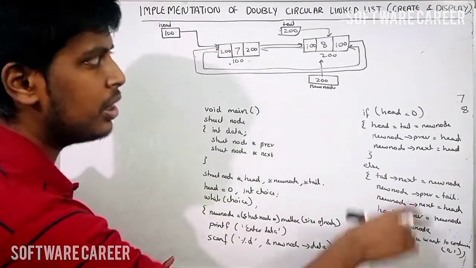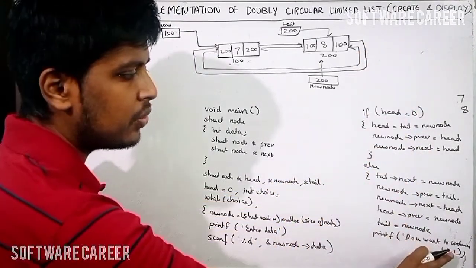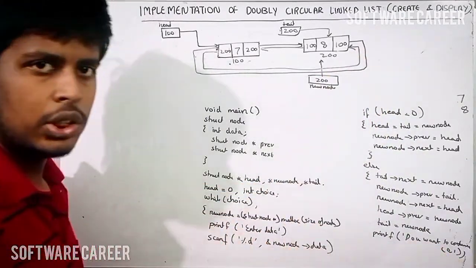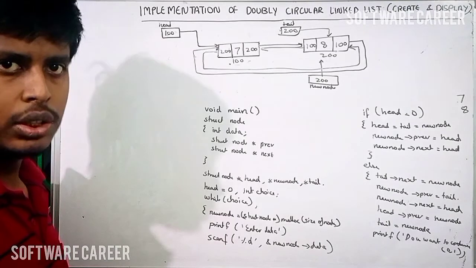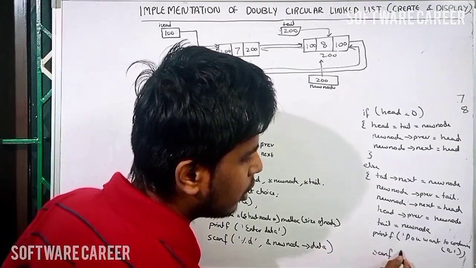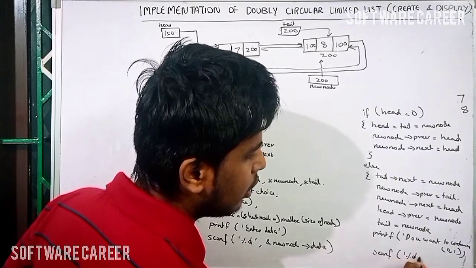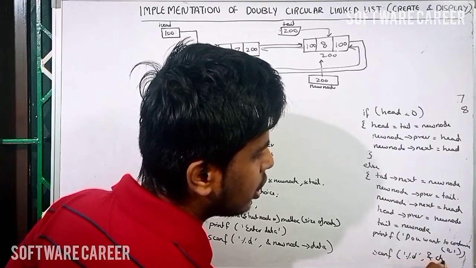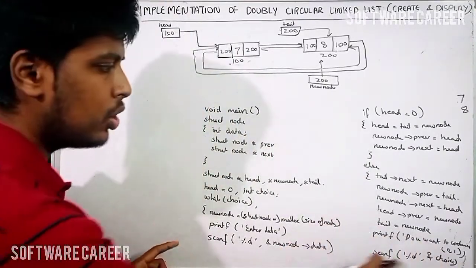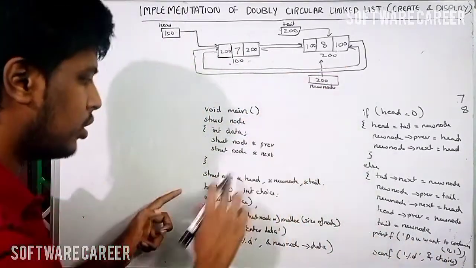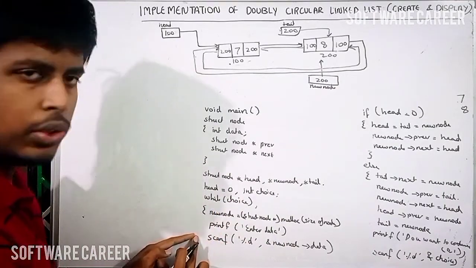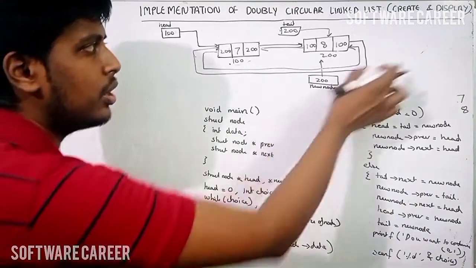If he enters 0 it means he does not want to create. If he enters 1 it means he wants to create. So that 0 or 1 is a choice. I should set that value as choice. So I am writing here, see, scanf %d comma and choice. Now if the user enters 0, choice is 0, so he does not want to create, so it does not enter into this code, it does not create a new node.